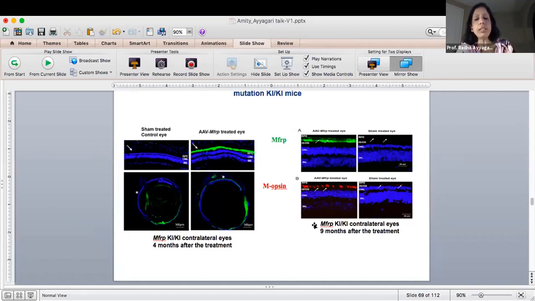So even after a single injection, after 9 months, we can see good preservation of retinal structure and retinal function, which I'm not showing here, with this particular therapy. And right now, this is ready to move to the human phase.